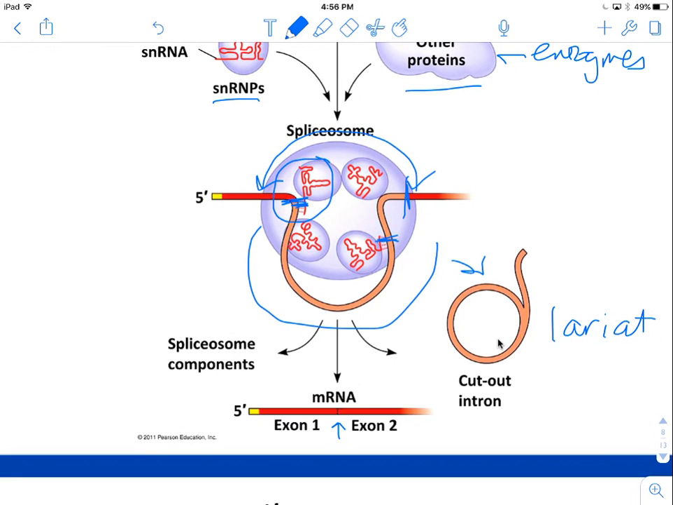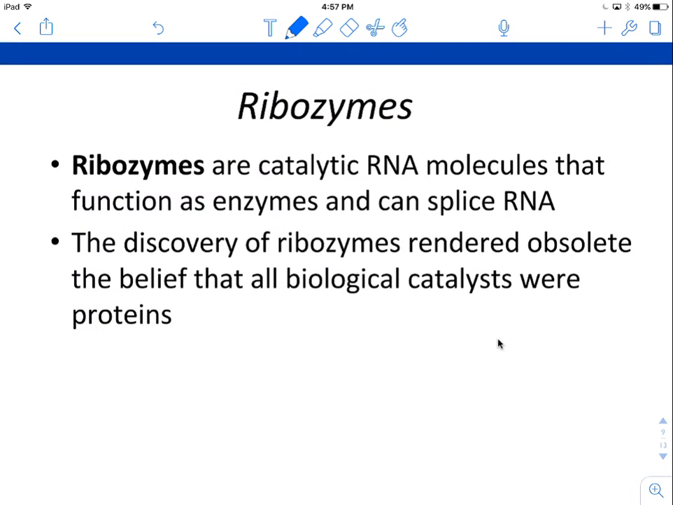You may know what a lariat is. Another name for it is a lasso, like the cowboys use to capture little wayward sheep and stuff like that. But this kind of looks like a lasso, or a fancy name, lariat, and so that's why we call it a lariat. Okay, so that's how the spliceosome works. I want you to remember this lariat thing for a second, because we're going to talk about that right now.